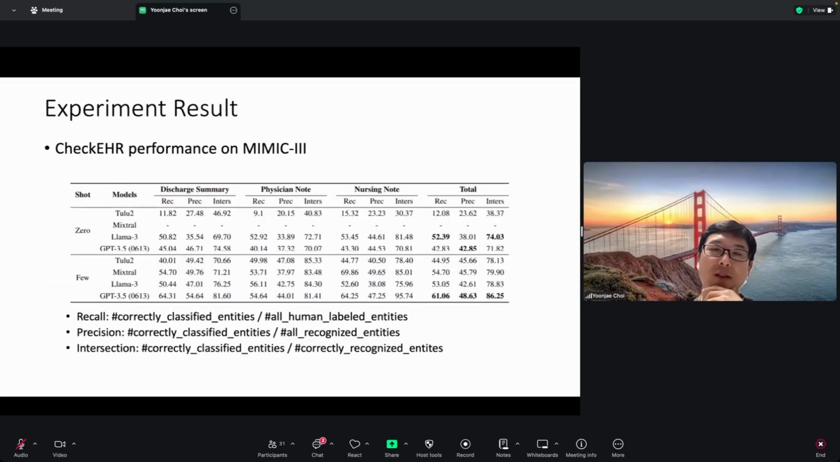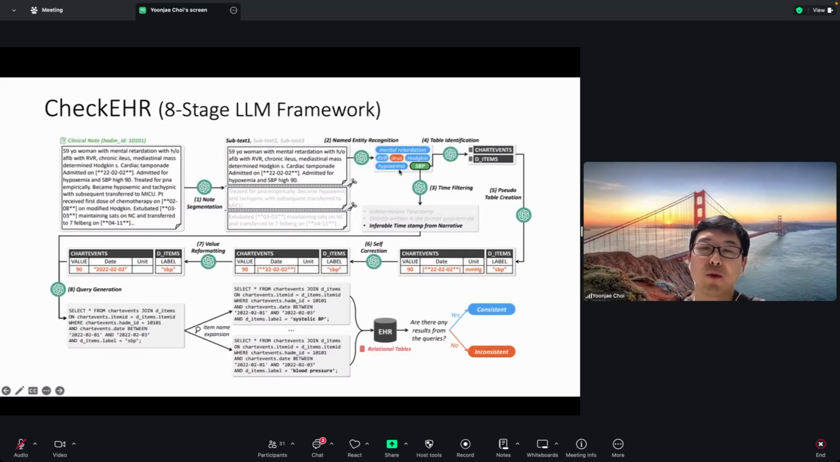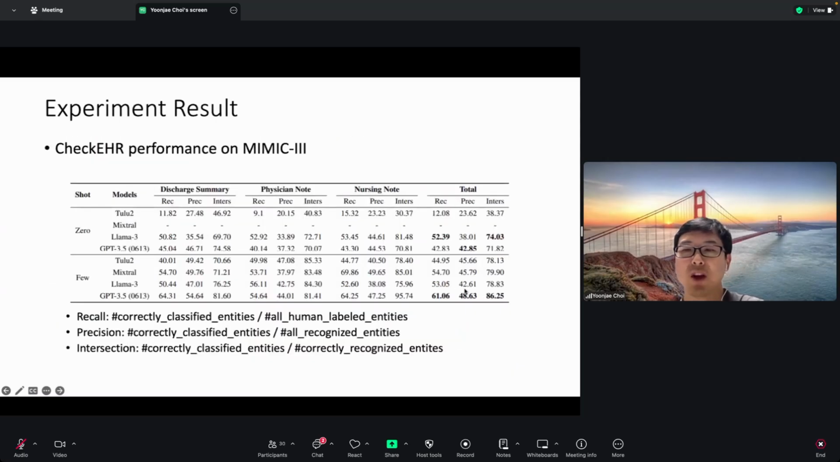And when you ran the system using GPT 3.5, which was the most powerful of the 4 models, the recall and precision is not very impressive. The reason being, GPT 3.5 turns out to be not a very good named entity recognizer. So when it reads the notes and figures out, oh, I need to check this entity, check that entity, it can't do a very good job. So if NER fails, then all the downstream fails. So you can see why it has such an unimpressive score.